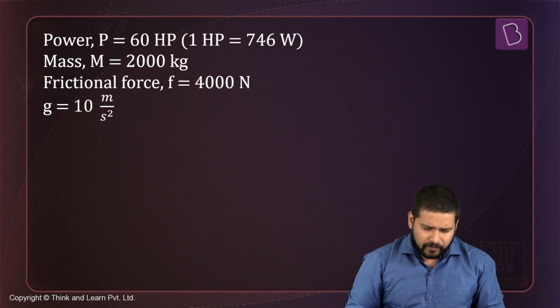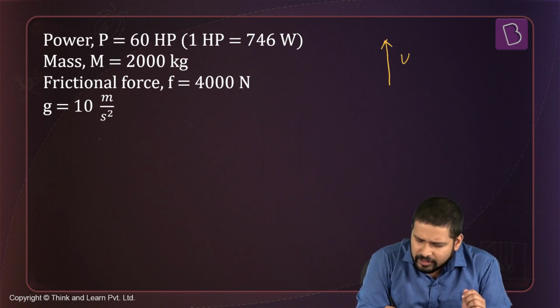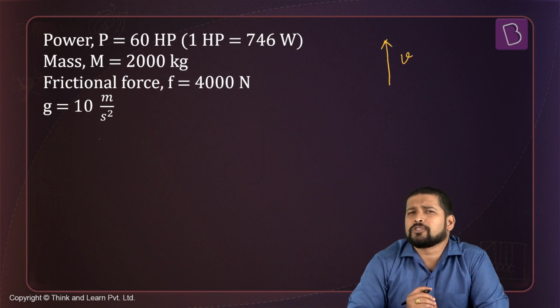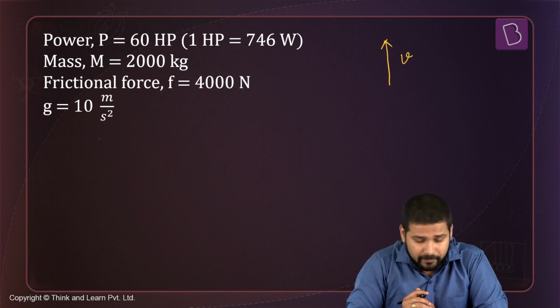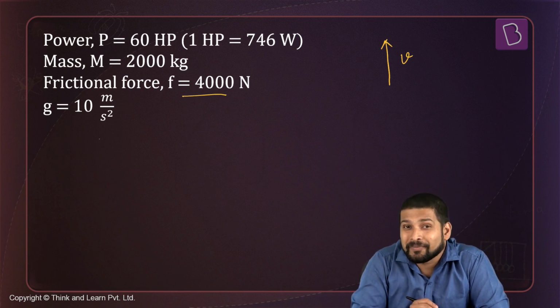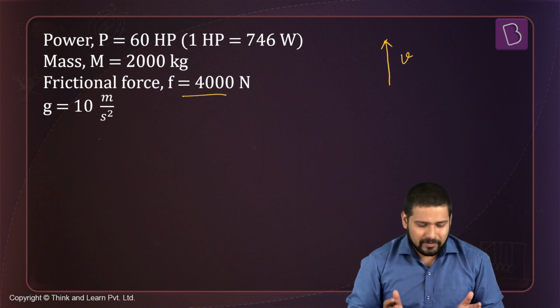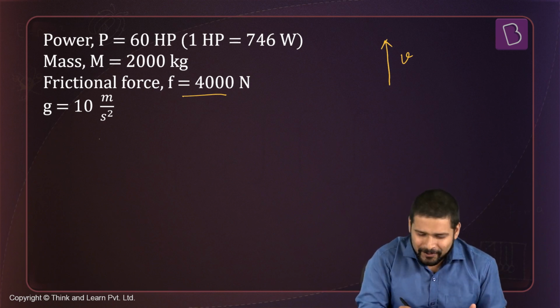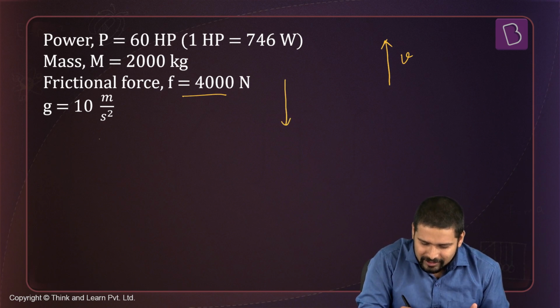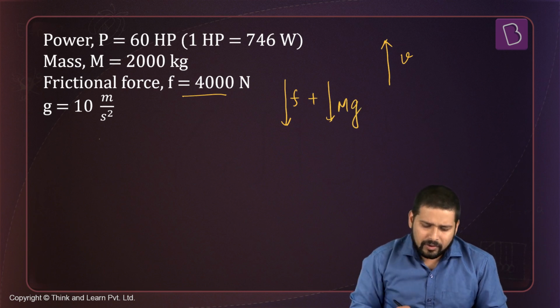All right, so let's first think about it. If the lift is moving upwards with some velocity, let's say v, what are the forces it has to overcome? Well, it has to overcome, first of all, the frictional force, and it also has to overcome the weight, which is 2000 times g, which is mg, right? So I'll just show you here. This is the frictional force, plus it has to overcome the weight, that is mg, right?